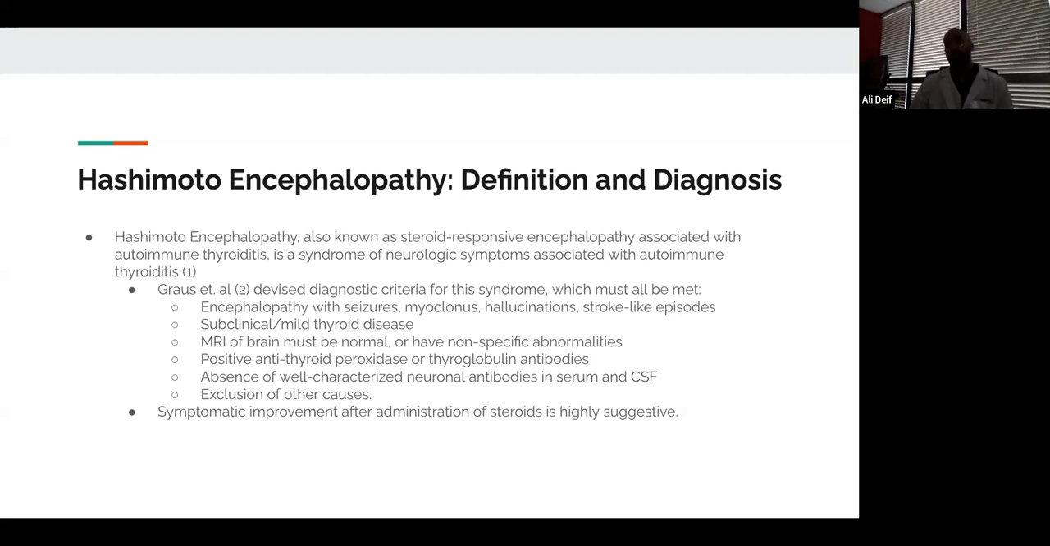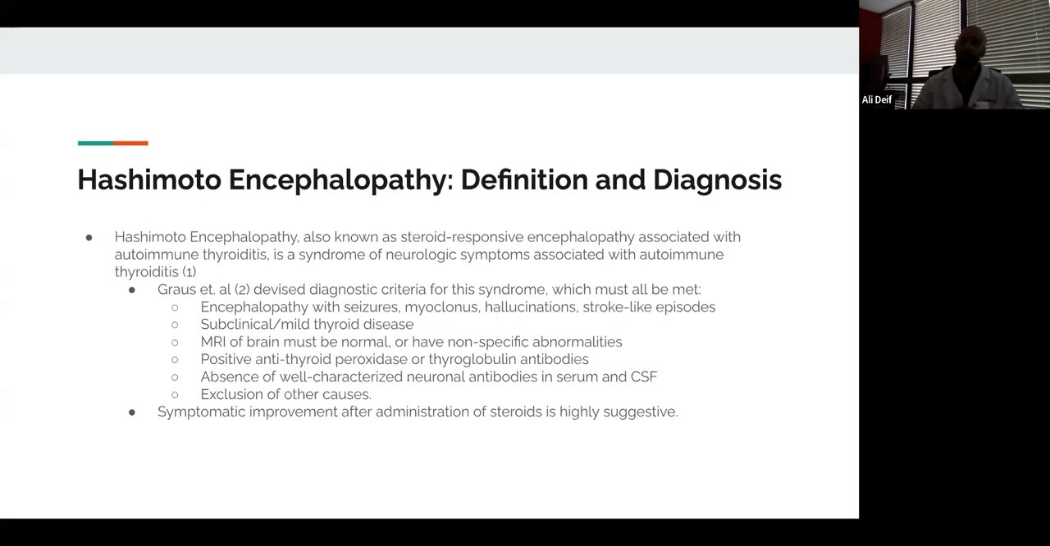What's also very important is that this is a diagnosis of exclusion, and other causes of encephalopathy should be excluded as well, such as antibodies for autoimmune limbic encephalitis, metabolic abnormalities such as urea with kidney disease or ammonia with hepatic encephalopathy.